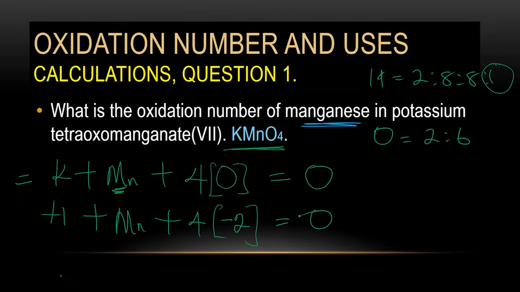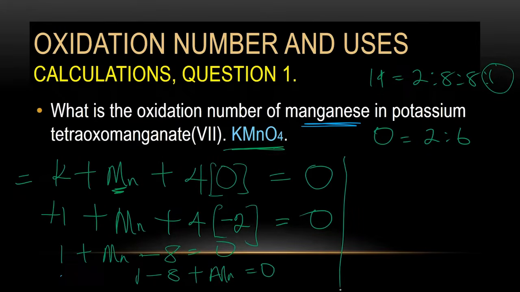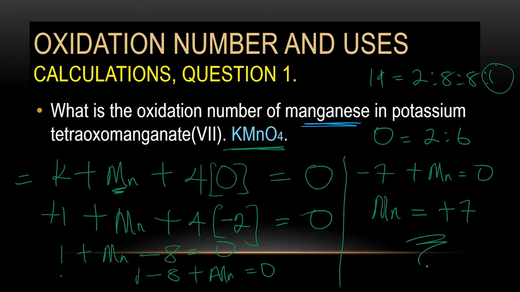Equals 0. So I have 1 plus Mn minus 4 times 2, which is 8, is equal to 0. Let me do it so you understand. I have 1 minus 8 plus Mn is equal to 0. It's going to give me -7 plus Mn is equal to 0. So Mn is equal to +7. That's my answer.